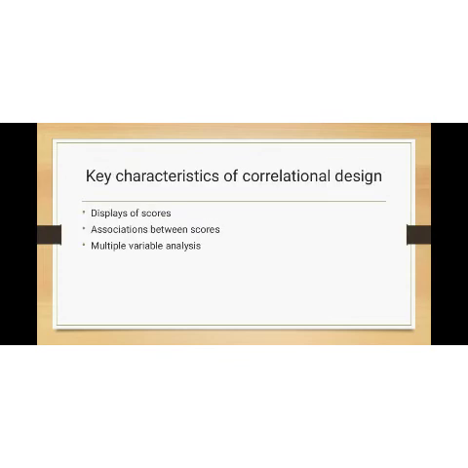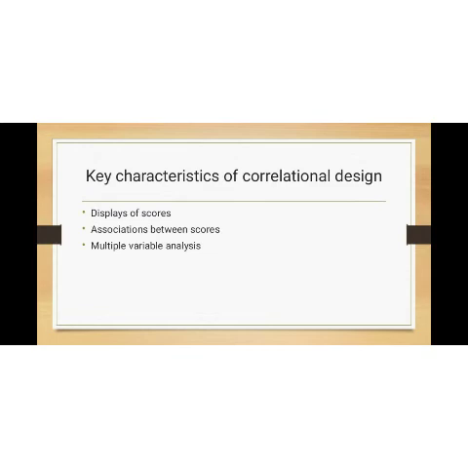And the next is key characteristics of correlational design. There are 3 points. First, displays of scores. Second, associations between scores. And the third, multiple variable analysis. First, display of scores is a study that displays scores on a graph or presents them in a table or correlation matrix. A correlation matrix presents a visual display of the correlation coefficients for all variables in a study.